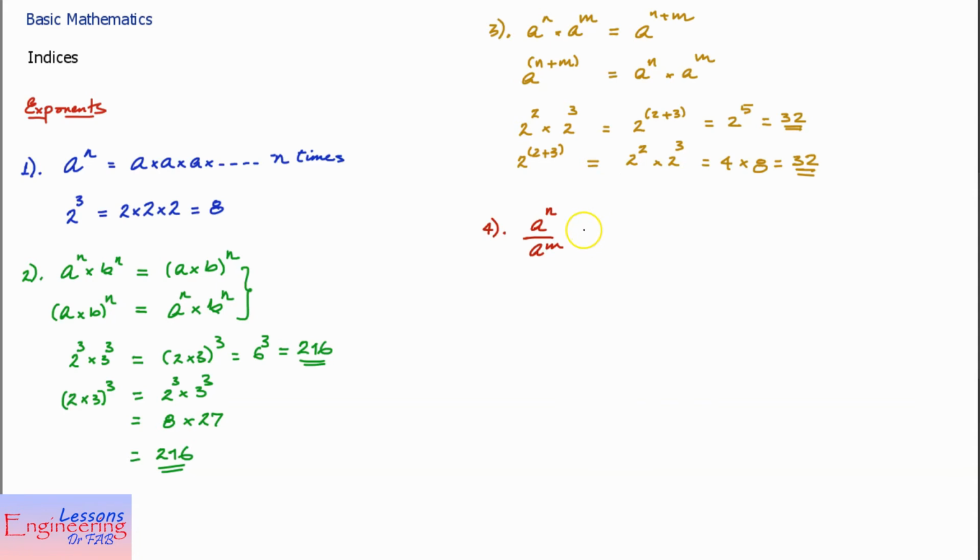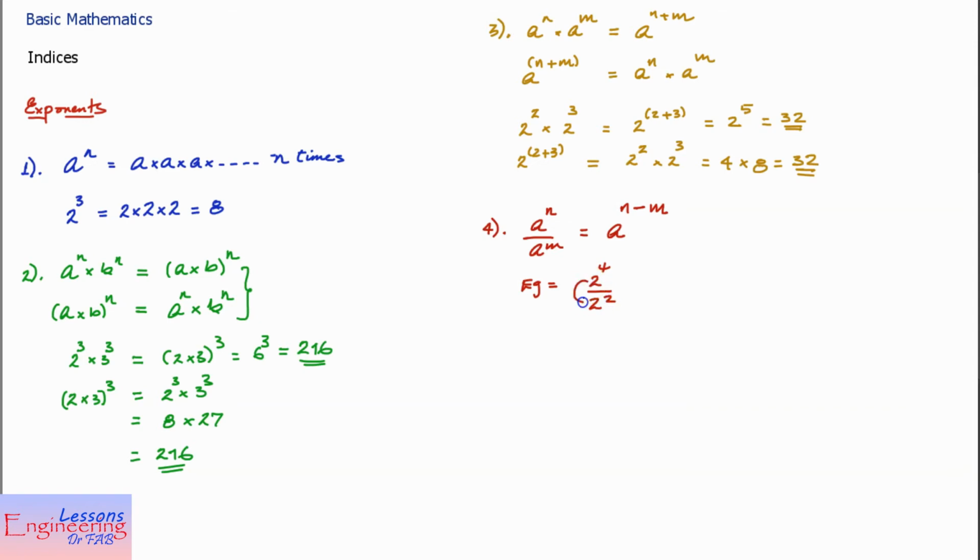So in this case, you can write the base and have the exponent expressed as n minus m. So whichever exponent in the numerator minus exponent in the denominator. Let's have an example here again. If our example, let's say, is 2 raised to 4 over 2 raised to 2.